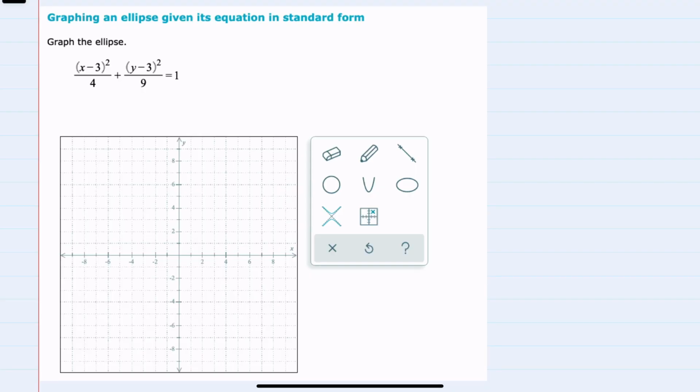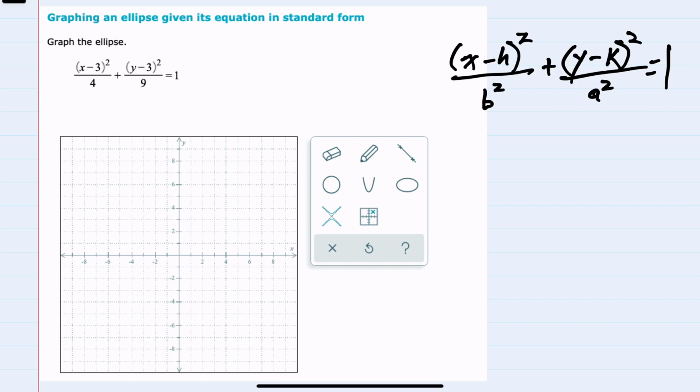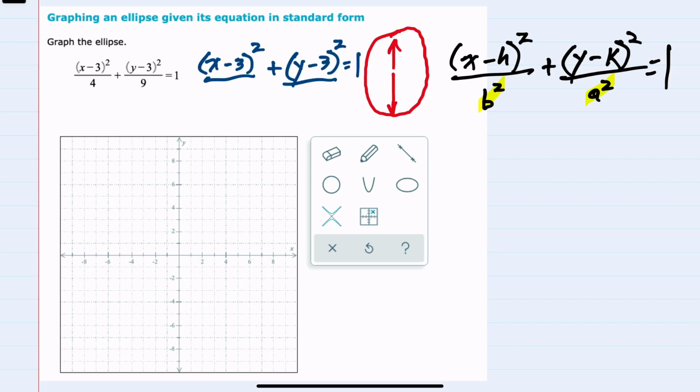Okay, so after that description, looking at this example, we can see that this ellipse is in standard form and that the larger value is under the y term. So the standard form is (x − h)²/b² + (y − k)²/a² = 1. Since the larger value is under the y, I know that this ellipse has been stretched vertically. And since these denominators are perfect squares, a² and b², I'm going to rewrite those denominators as perfect squares. So this 4 is 2² and the 9 is 3².